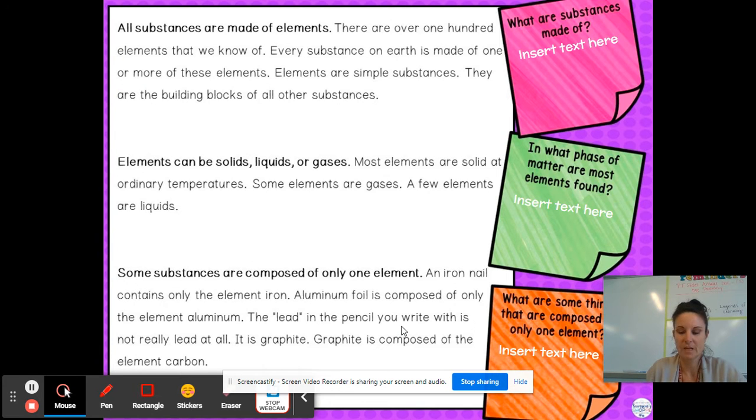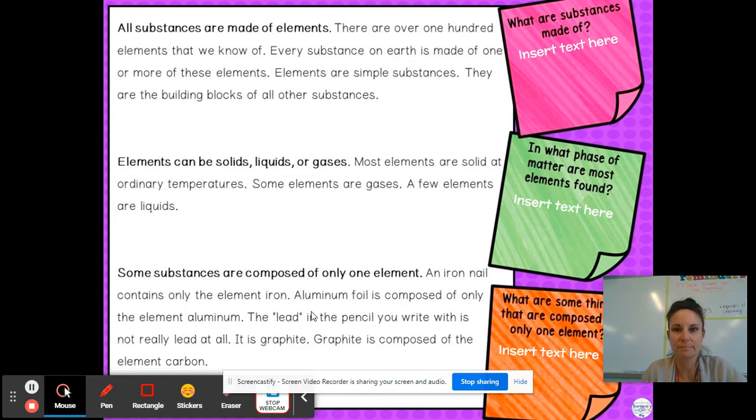Slide 3. So once again, it does help if you look at your paper and know what the questions are for slide 3 so that you know what you are listening for. In slide 3, the question says, in what phase of matter are most elements found? Okay, in what phase of matter? Solid, liquid, or gas? And the next question says, what are 2 examples of a substance that is composed of only one element? So you're looking for those 2 pieces of information.